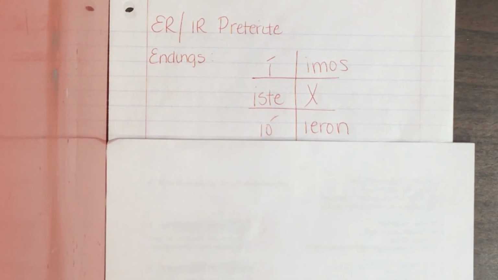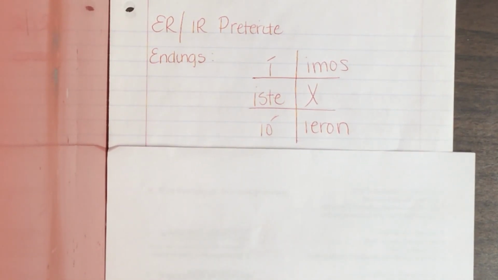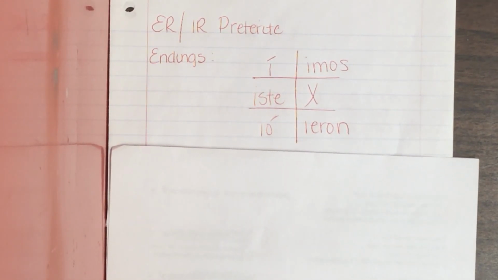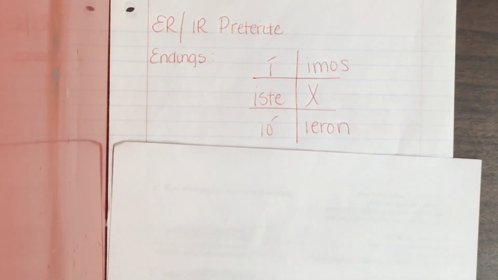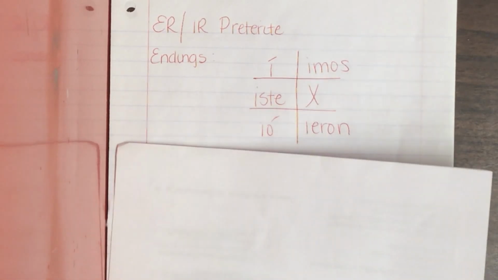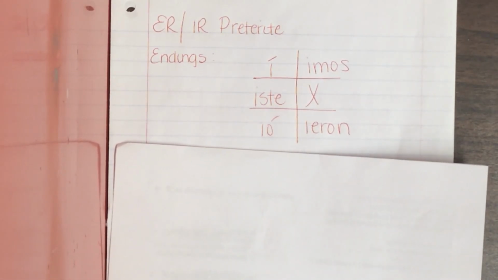Your endings look like this: -í, -iste, -ió, -imos, -ieron. Notice your accents are over your yo form and your él, ella, and usted form. Okay?